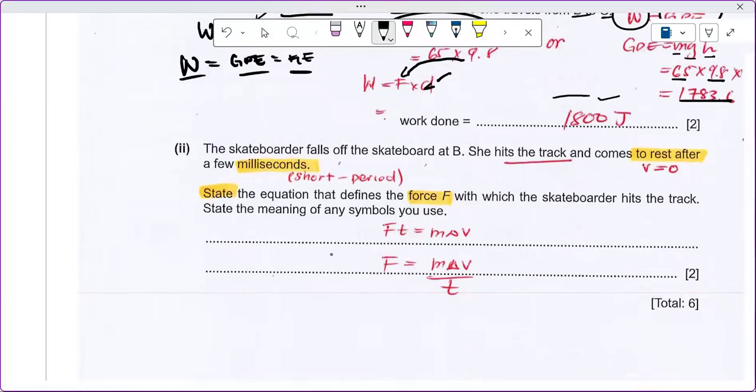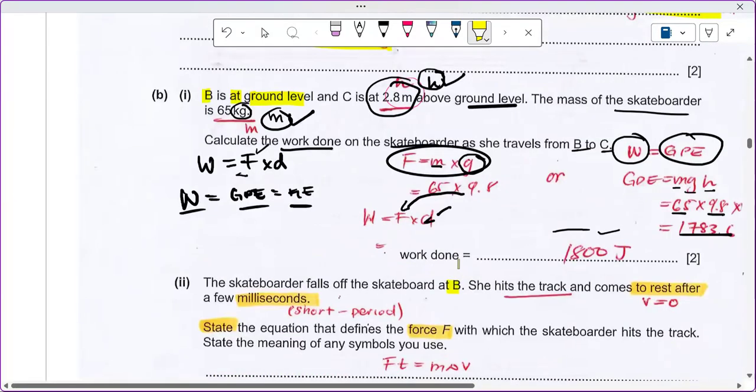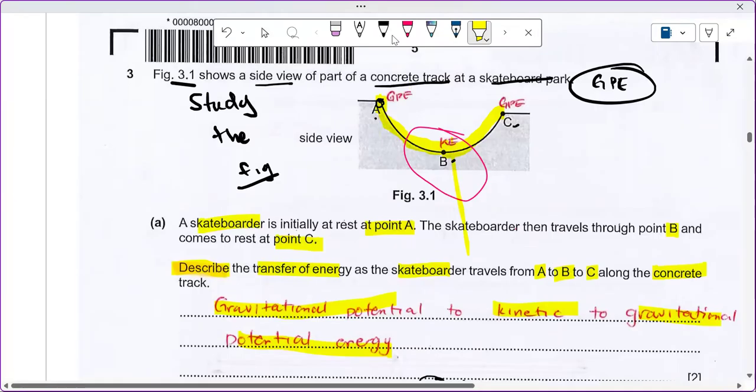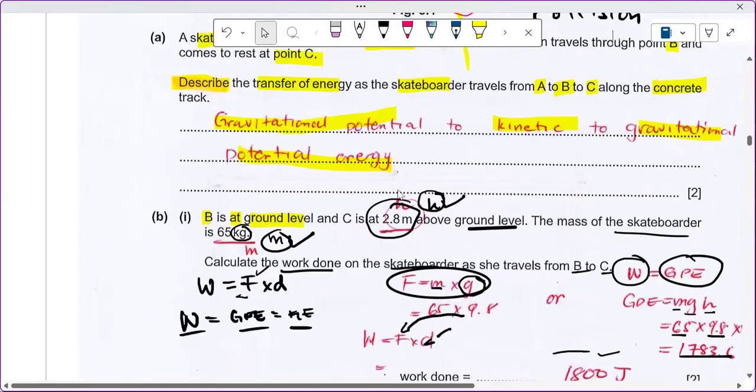All right. And here you are told to do the following, the second question. You are being told the skateboarder falls off the skateboard at B. So at this stage, they fell. Which means, guys, when something falls, there will be contact. And if there's contact in physics, we refer to that as a collision, because the things collided. The person collided with the ground. So there is a collision, which means there will be a change in momentum. But a change in momentum over a short time is what we refer to as the impulse.